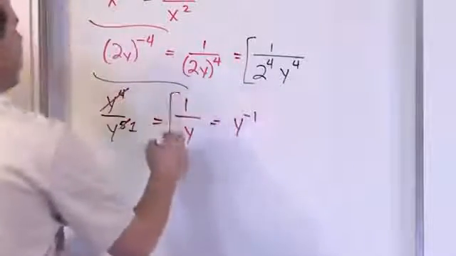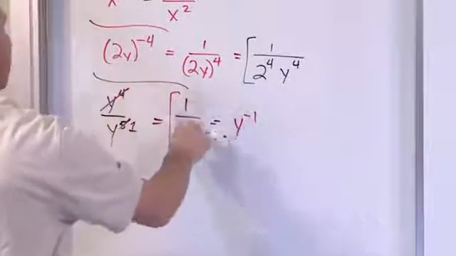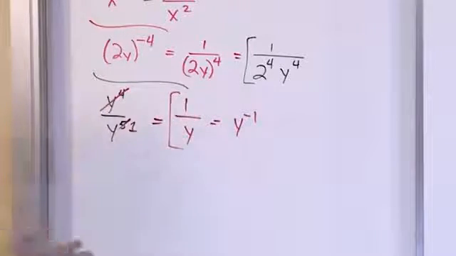We've been talking about this the whole time. y to the negative 1 is 1 over y to the positive 1. So either way you want to write it is fine. I'm just trying to give you some practice so that you can see that.